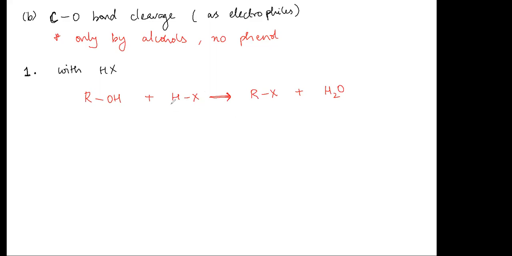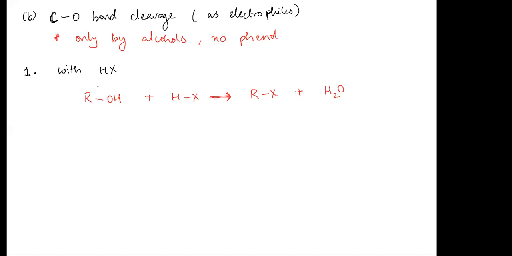So if you look at it from the point of view of HX, this is in fact a nucleophilic substitution. But in fact, because the C-O bond is getting cut, the alcohol basically acts as an electrophile. So it's trying to attract the X minus ion, which is rich in electrons.